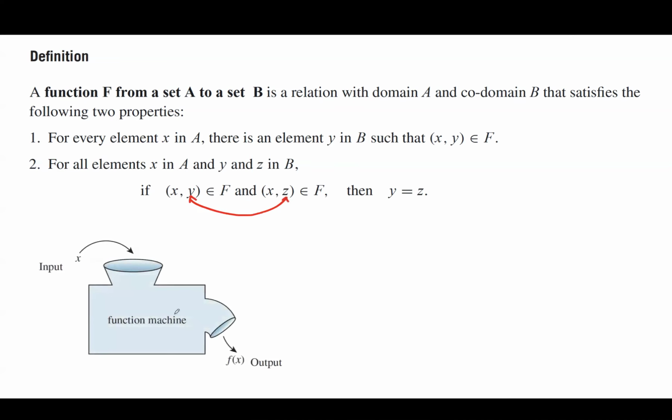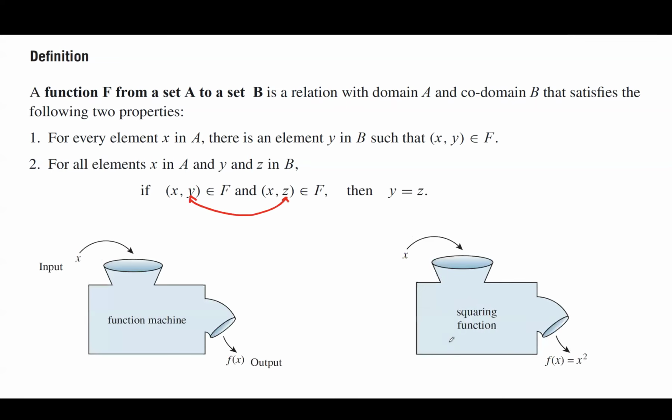So basically, your function acts like a machine. You input some x values, and the output values are denoted by f of x. For example, think about the squaring function. When you plug in some numbers, the function is going to take that number and raise it to the second power.